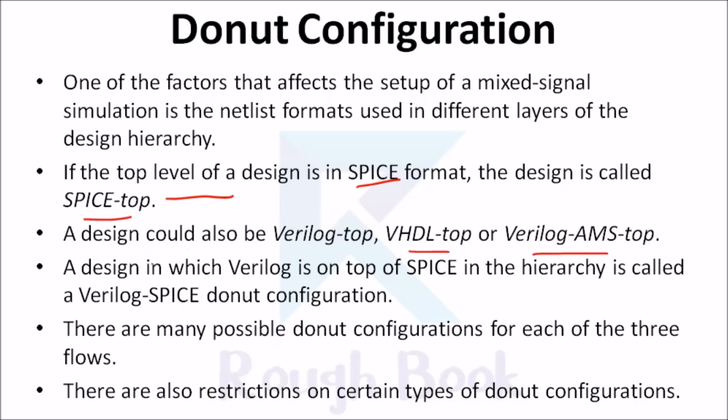A design in which Verilog is on top of Spice in the hierarchy is called a Verilog Spice donut configuration. There can be many donut configurations. There are many possible donut configurations for each of the three flows. It can be a Verilog Spice Verilog donut configuration, a Spice Verilog donut configuration, or a Spice VHDL Spice donut configuration. So there can be many possibilities in each of these three flows. There are also restrictions on certain types of donut configuration.